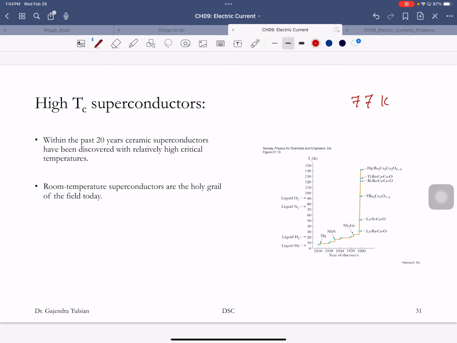I don't know what the prices are now, but liquid helium used to be $2 a liter. Liquid nitrogen is about 10 cents a liter. Okay, so you see how much cheaper these are to operate.